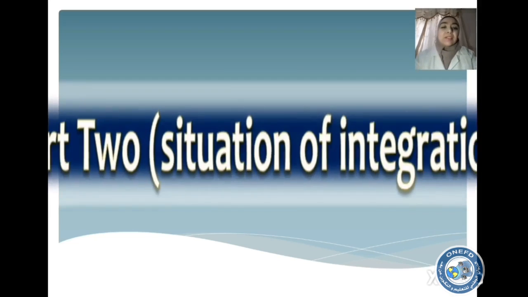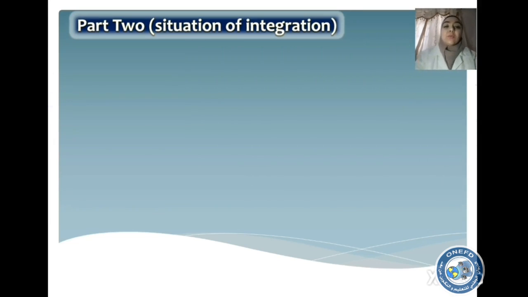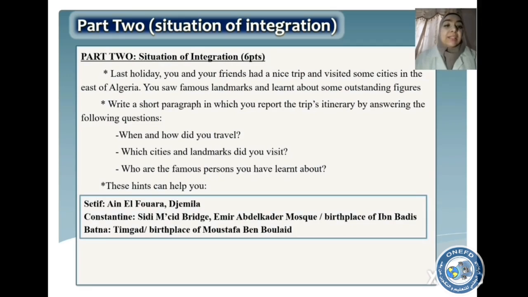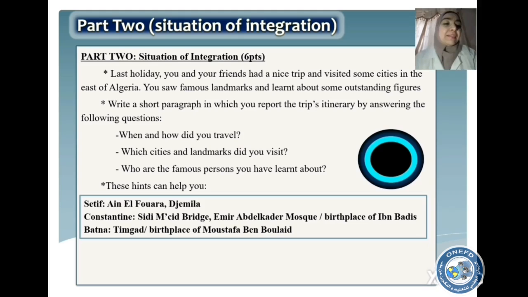Let's go now to part 2 of our exam. It is the situation of integration. Here it is. Try to read it carefully. Stop your timer here. You have to stop your video. You have to pause it. Try to write your paragraph and then come back to see what I'm going to tell you about it. So, I give you here a few seconds to read it. Then you pause your video and you do your task. And then you come back and see how I answered this situation.